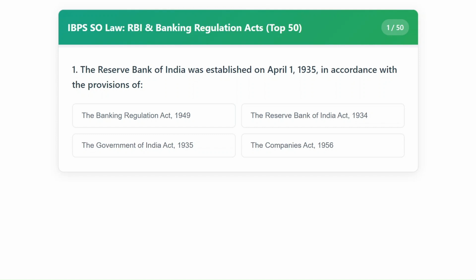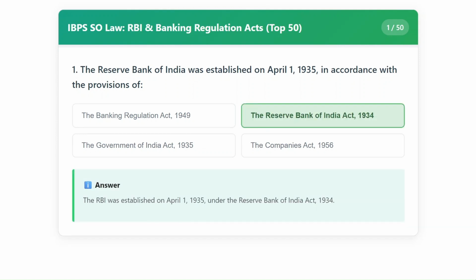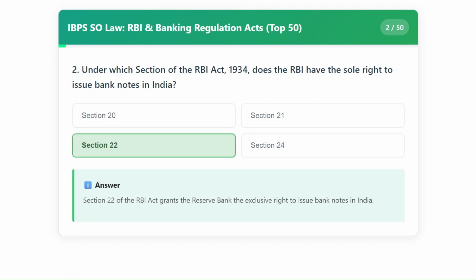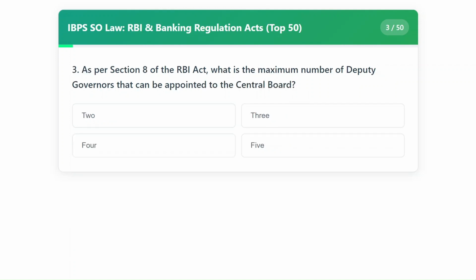The Reserve Bank of India was established on April 1st, 1935 in accordance with the provisions of the Reserve Bank of India Act 1934. Under which section of the RBI Act 1934 does the RBI have the sole right to issue bank notes in India? Section 22. As per Section 8 of the RBI Act, what is the maximum number of deputy governors that can be appointed to the central board?